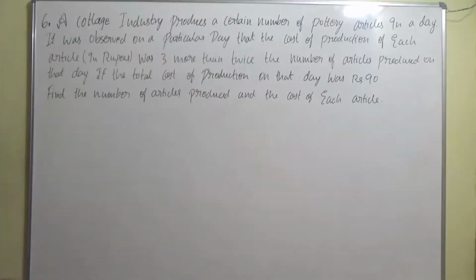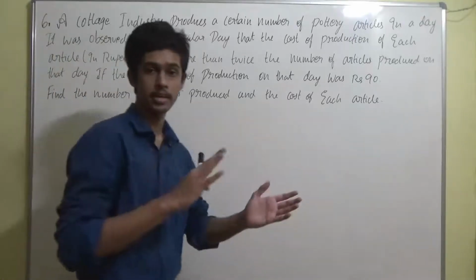Question number 6 is, a cottage industry produces a certain number of pottery articles in a day. It was observed on a particular day that the cost of production of each article in rupees is 3 more than twice the number of articles produced on that day. If the total cost of production on that day was rupees 90, find the number of articles produced and the cost of each article. Okay guys, this question is quite similar to the question which we had done in an example.